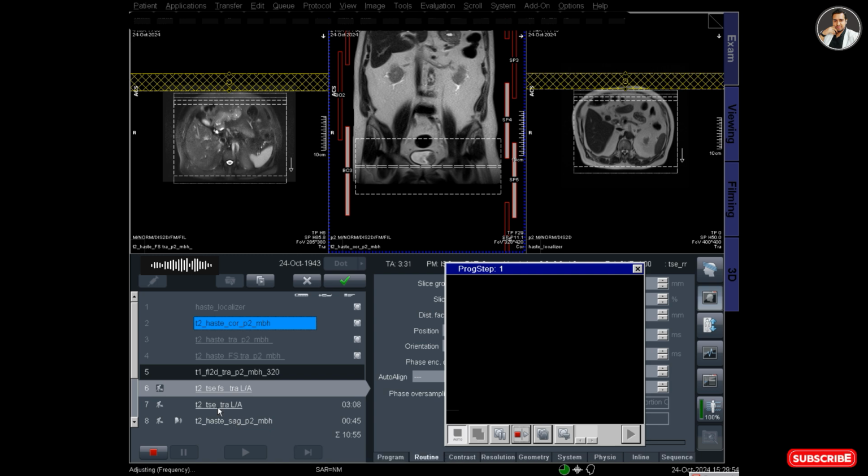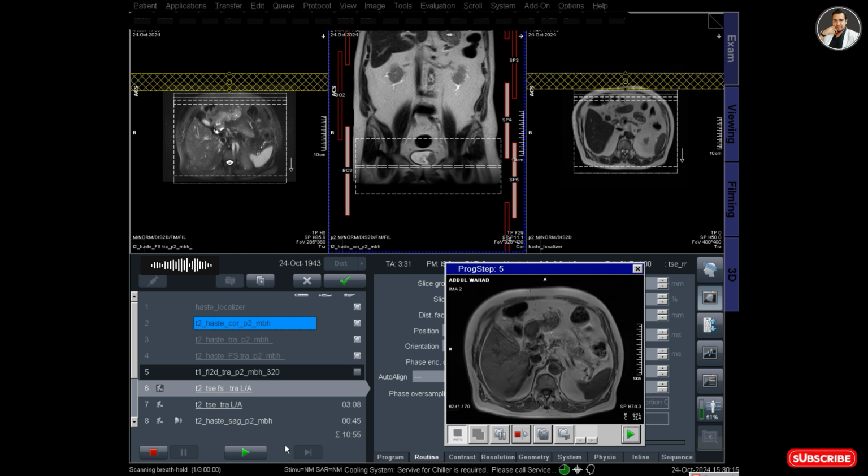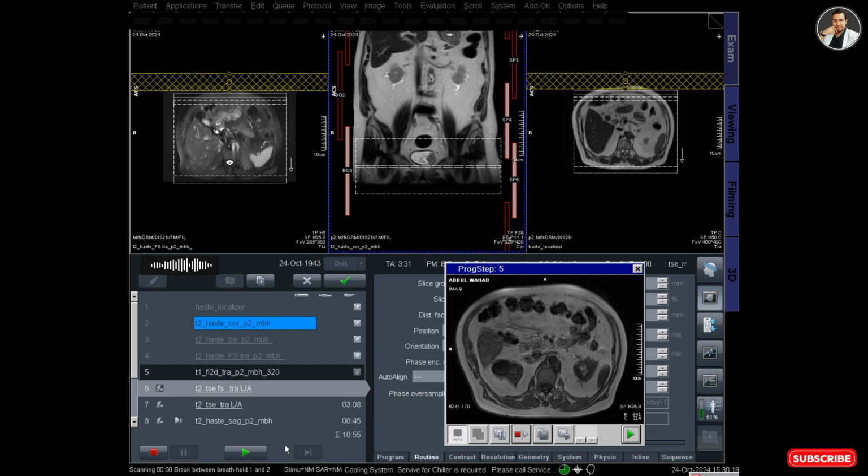And now the T1 axial is prepared to be scanned. And now tell the patient to hold his breath and start the scan by pressing the continue button or play button. And this is a 3-step protocol. Patient should hold his breath 3 times for this T1 FLASH axial, and this is MBH, that means multiple breath hold. And now it's a break between the first and second scan.